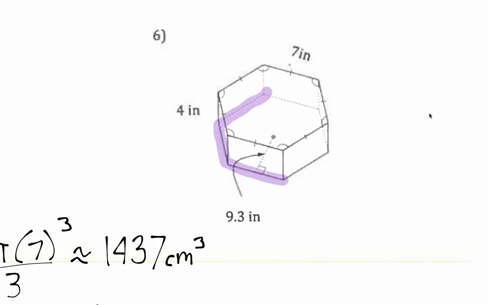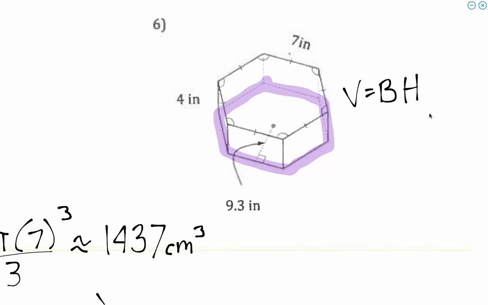So first step, I'm going to identify the base. There's 2 of them. There's one on the bottom and one on the top. So that means I'm going to use volume equals base times height. Since that base that I outlined is an n-gon, my B value is going to be A times P divided by 2. My height is going to be 4.